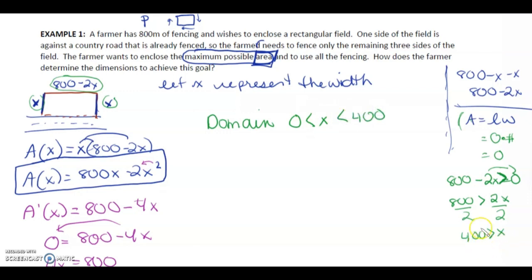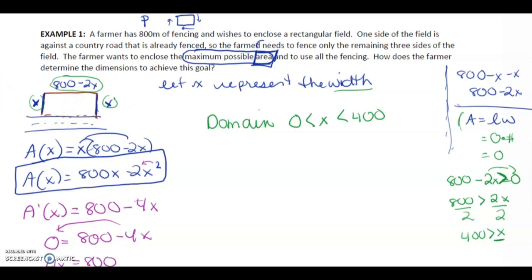400, because if we were to have the width, I need to say width because we use the variable x, which is our width. If we have the width of 400, what we'd essentially have is 400 here and 400 here, leaving no fencing available for the length. Again, that would set the length to 0, and we can't have that because then we don't actually have a rectangle.